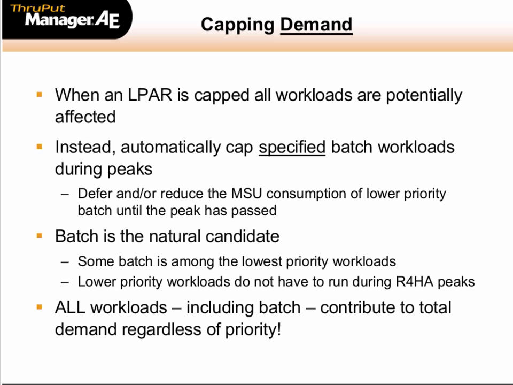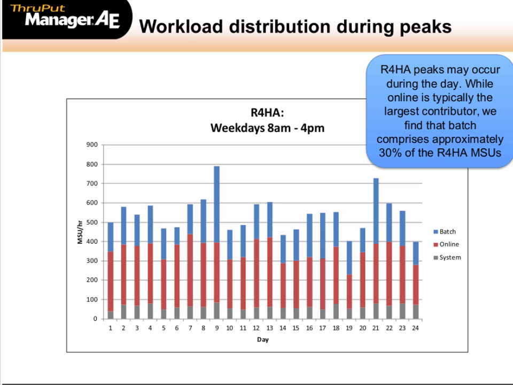Many shops are under the mistaken impression that batch does not impact their peaks because it runs at lower priority or it runs at night. It's simply not true. Firstly, bear in mind that all workloads contribute to the rolling 4-hour average, regardless of priority. A CPU second is a CPU second. Secondly, consider the following chart.